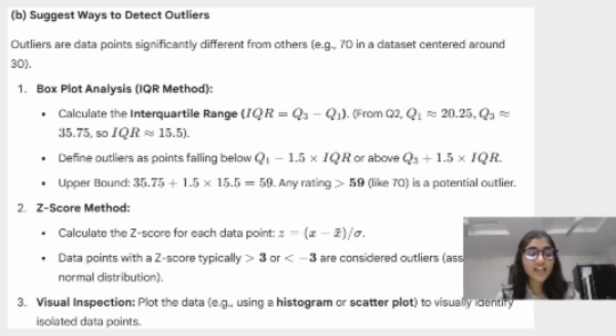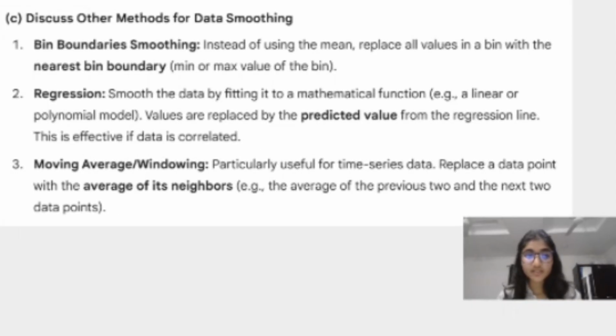Second, we use the Z-score method, which calculates the Z-score for each data point by the formula Z equals X minus X bar upon sigma. Data points with a Z-score typically greater than 3 or less than or equal to minus 3 are considered outliers. The third is visual inspection. Plot the data to visually identify isolated data points.